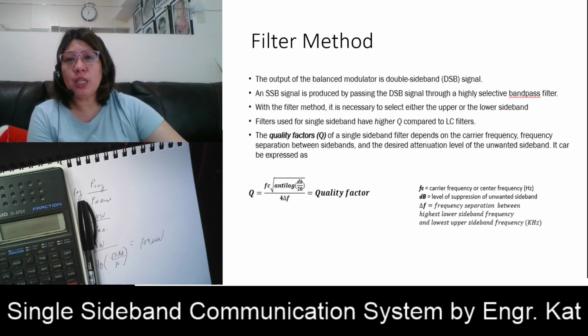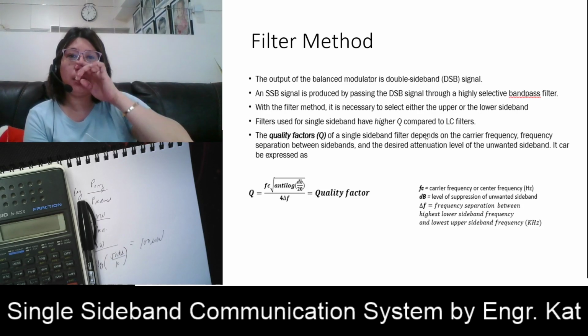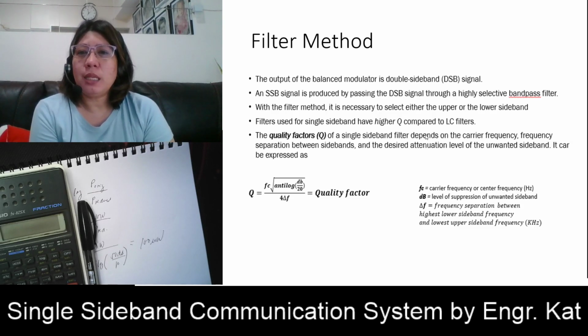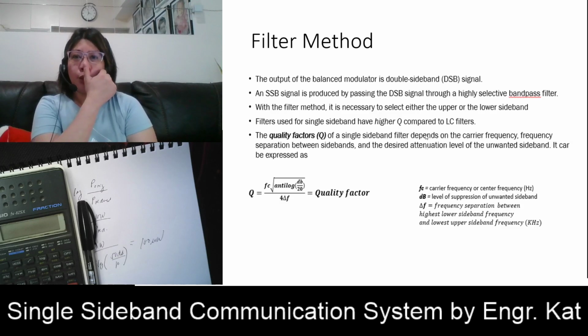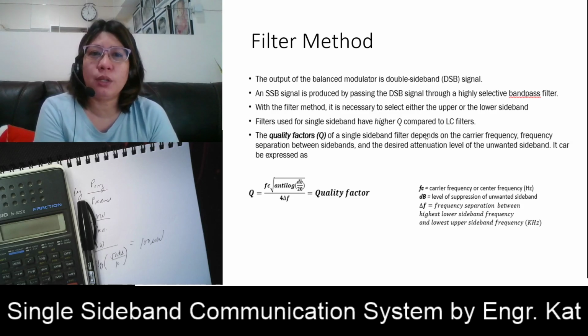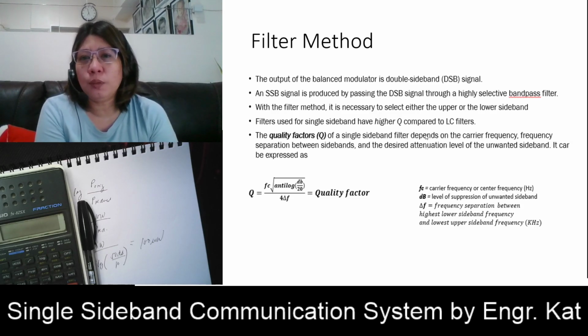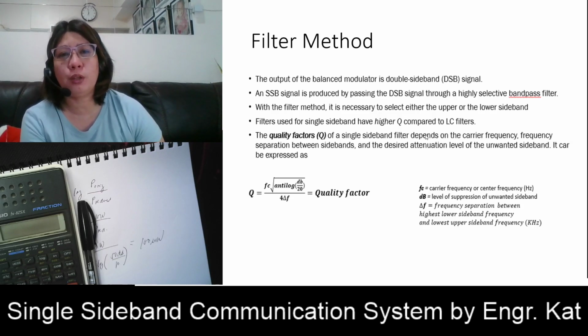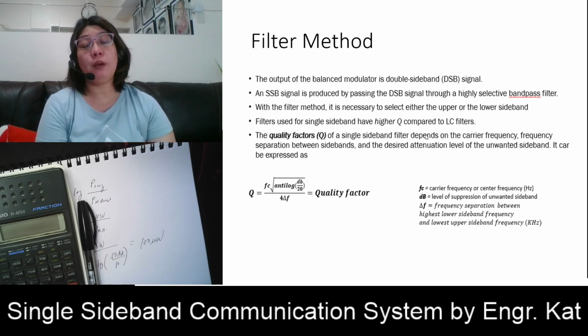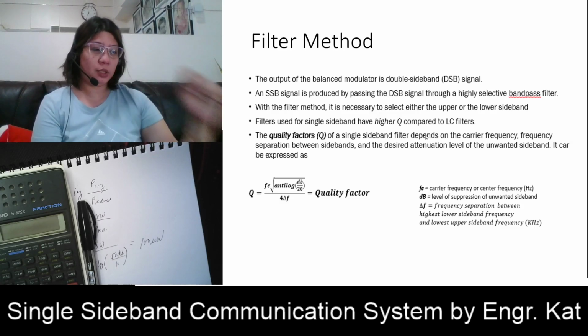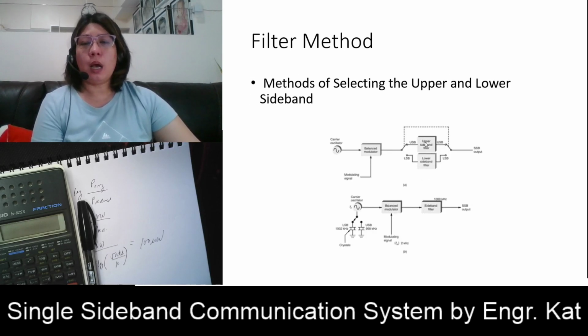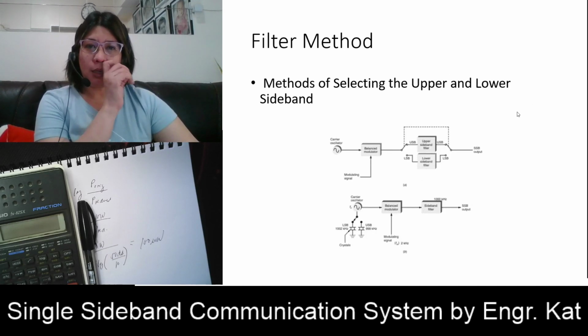The output of a balanced modulator is a double sideband signal. An SSB signal is produced by passing the double sideband signal through a highly selective bandpass filter. With the filter method, it is necessary to select either the upper or the lower sideband. Filters used for single sideband have higher Q compared to LC filters. We have already discussed filters from our previous discussions.